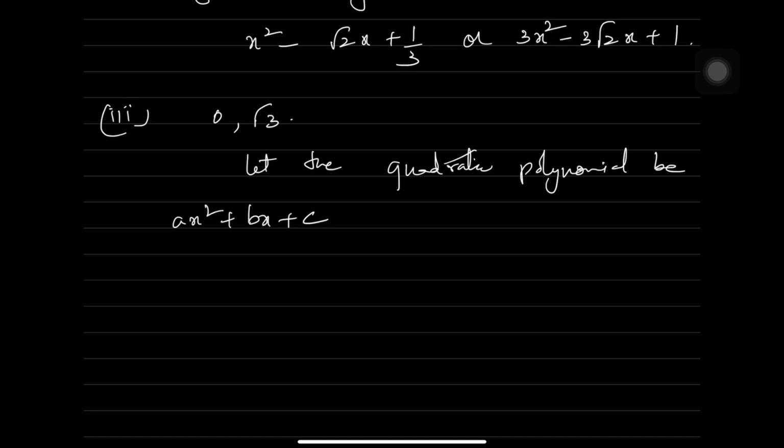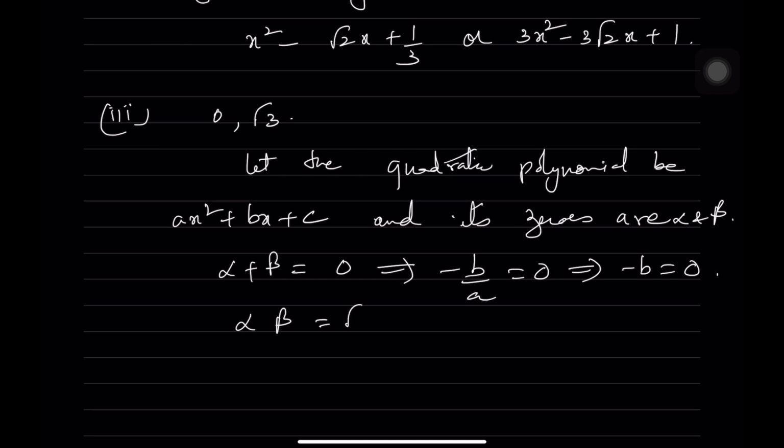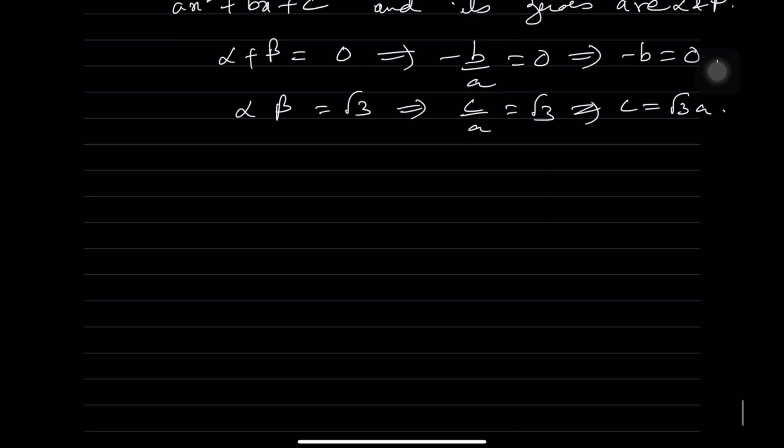Okay, so let the quadratic polynomial be ax square plus bx plus c, and its zeros are alpha and beta. So alpha plus beta is equal to 0, which implies minus b by a is equal to 0. So b is equal to 0. Next, alpha into beta is equal to root. Okay, I have taken here, instead of root 5, I have taken it as root 3. So I continued it as root 3. But in the question it is root 5. So accordingly you all can do.